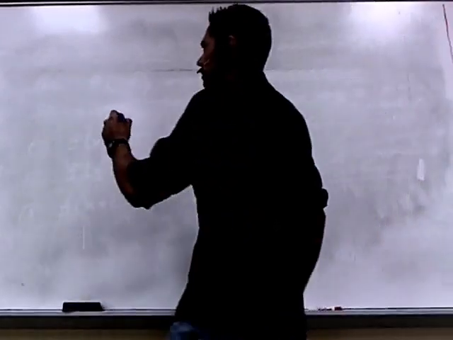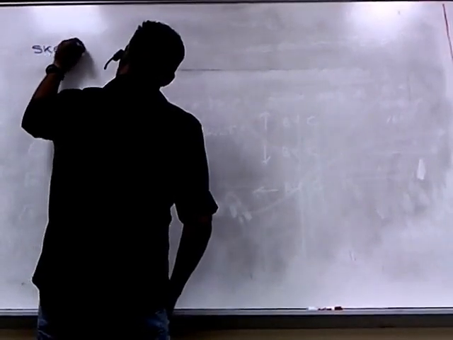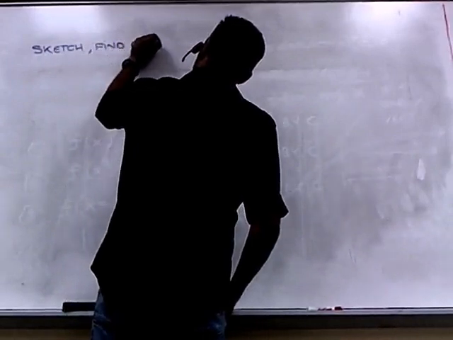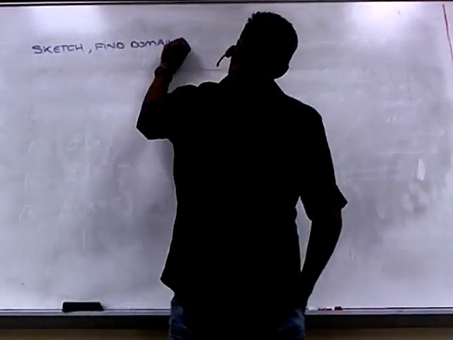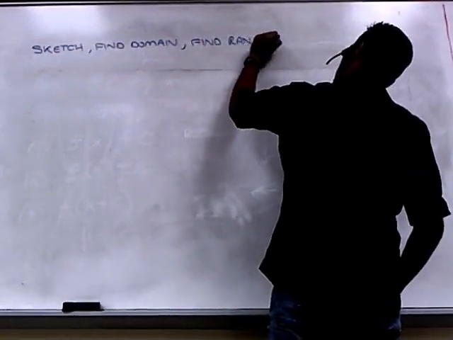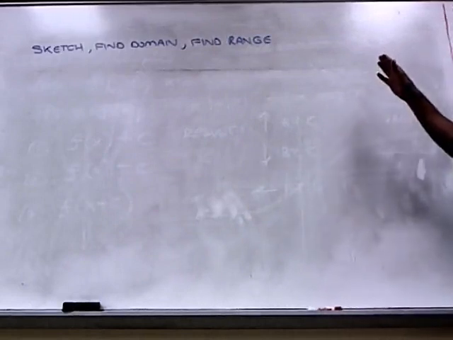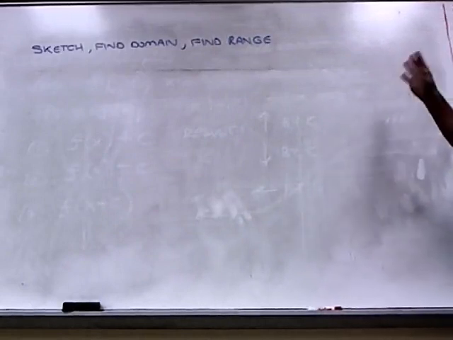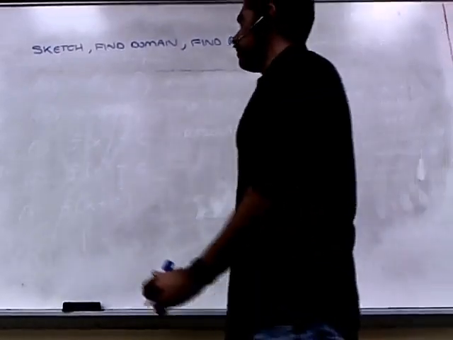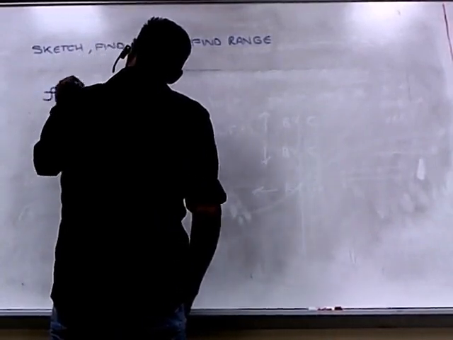All right, here's what I'd like. Sketch this. Find the domain. Find the range. I'm going to do a couple of examples. For all of the examples, this is what I want us to do, okay? For the following examples, here's the first example. I'll use f. Let's say we have this function.